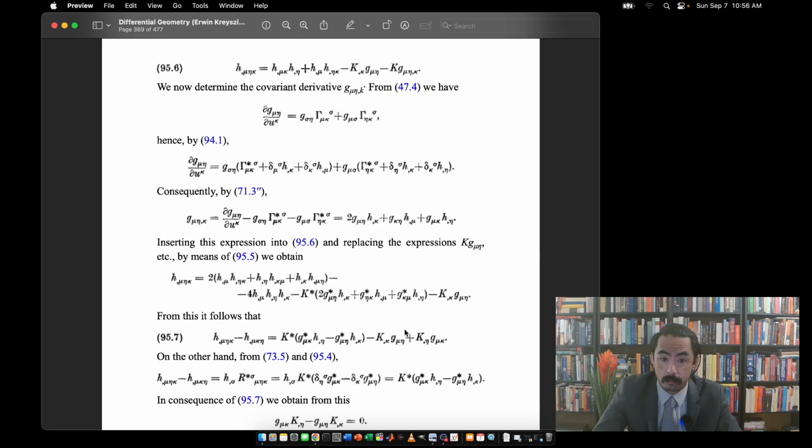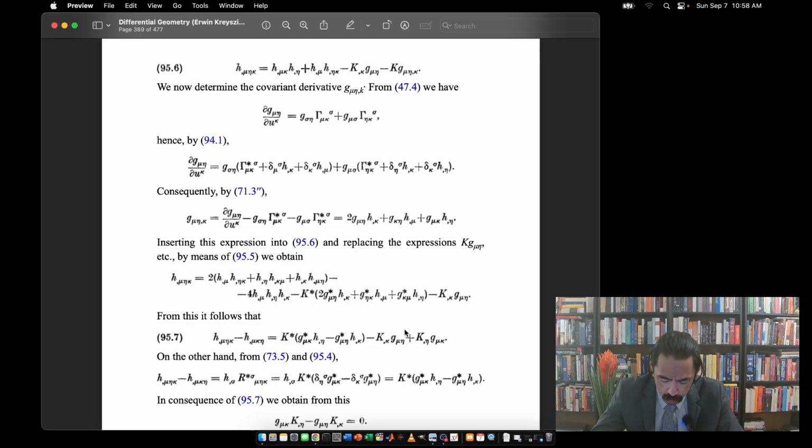Hence, from the beginning of section 94, by the relation for the connection given a geodesic mapping from the preceding section, we have ∂g_{μη}/∂u^κ = g_{ση}(Γ*^σ_{μκ} + δ^σ_μ h_{,κ} + δ^σ_κ h_{,μ}) + g_{μσ}(Γ*^σ_{ηκ} + δ^σ_η h_{,κ} + δ^σ_κ h_{,η}).